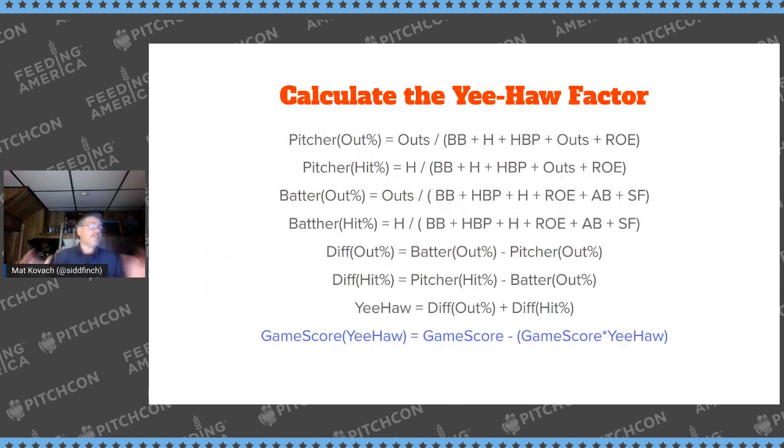So here's all the math I did. There's our pitcher outs and pitcher hit percentage. There are our batter out and our batter hit percentage. There's a typo there, that's our batter hit percentage. And I'm using stats that are still there.